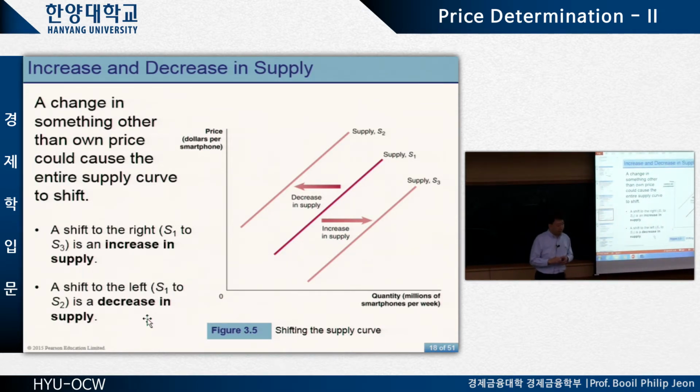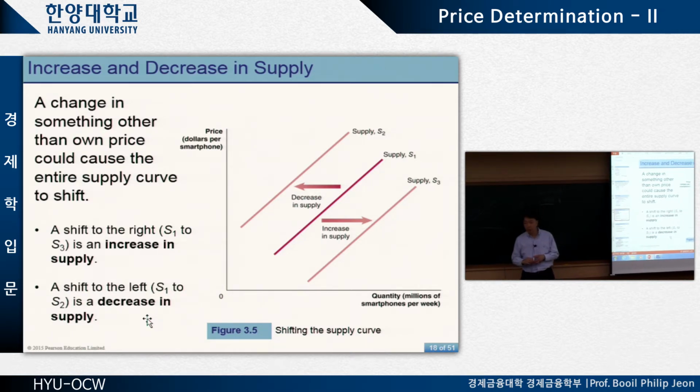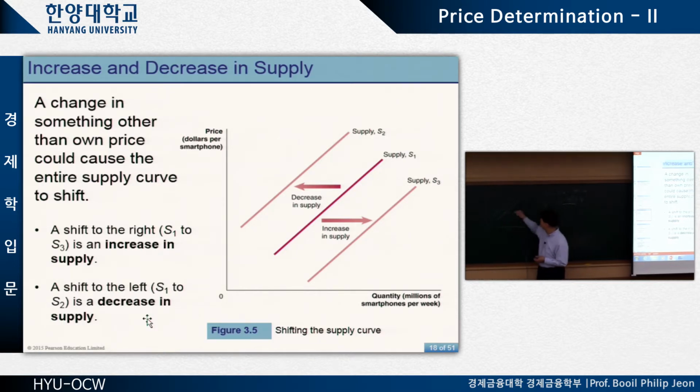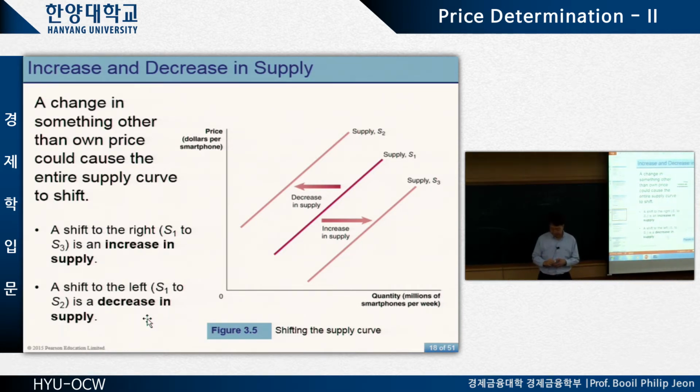What if input price goes down? If any input becomes cheaper, what's going to happen? Yeah, the supply curve will shift to the right, or there will be an increase in supply. Okay? Again, at the same price level, the quantity supplied will increase. So that's not a movement along the curve, but it's a shift of the supply curve. That's what we call an increase in supply.